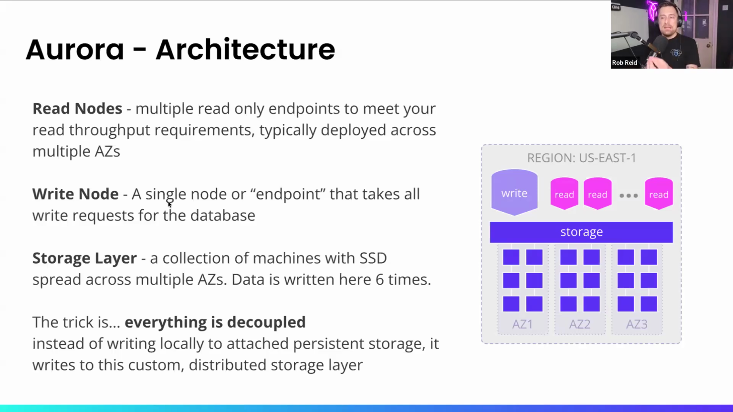They tend to hit a scaling limit for writes, which is very high, but their workload has outgrown Aurora and they need something that scales. And I think that's why we start to see what we'll talk about in a minute, Aurora Limitless and DSQL coming into play. Next, there's the storage layer, which is a collection of machines with SSDs spread across multiple AZs where data is written to multiple times for durability.